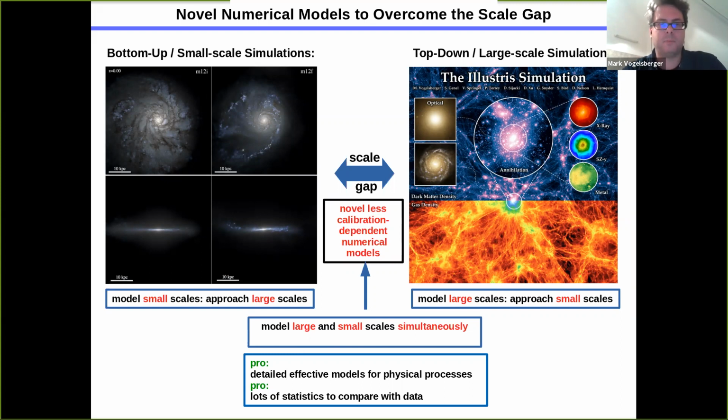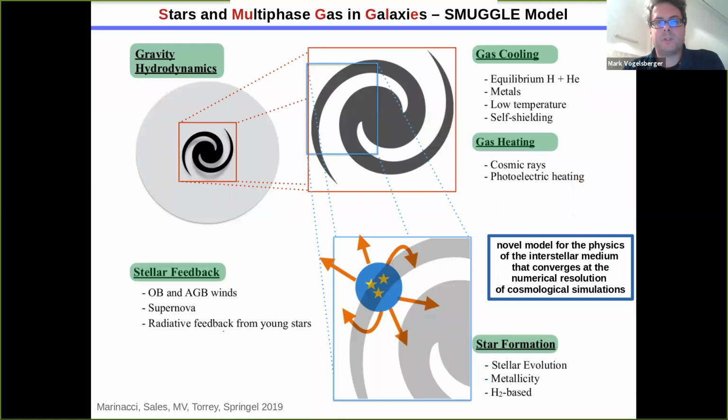And of course, there's a lot of groups working on that. And a lot of groups also had already great success there. So I just want to show you what we have been trying over the last 2 or 3 years in that direction. And what we did, and this was mostly led by Federico Marinacci and Laura Sales. So they came up with this new galaxy formation model that's called SMUGGLE, which stands for Stars and Multiphase Gas in Galaxies.